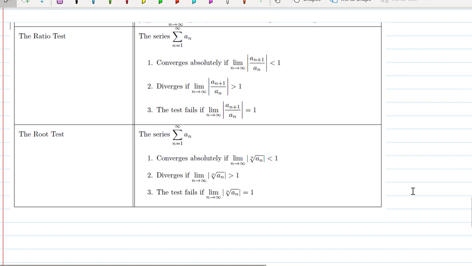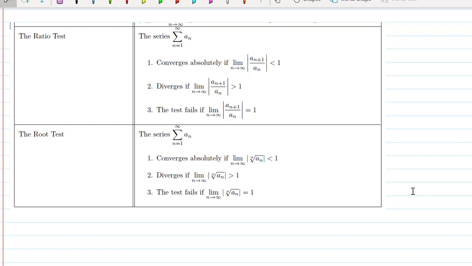So if we're given any series, for the ratio test, we take the limit as n goes to infinity of the absolute value of the ratio of the next term over the previous term. If that limit in absolute value is less than 1, it converges absolutely. If the limit is greater than 1, the series diverges. And if the limit equals 1 exactly, the test fails, and we have to use a different test.